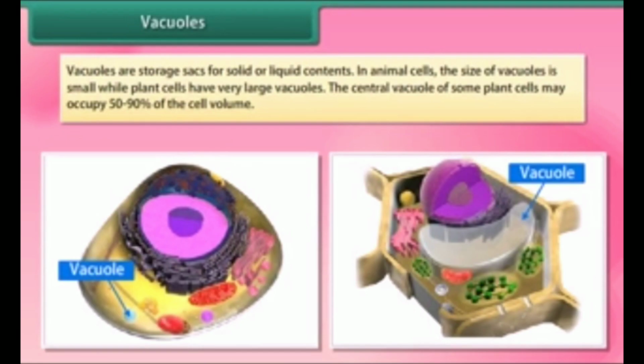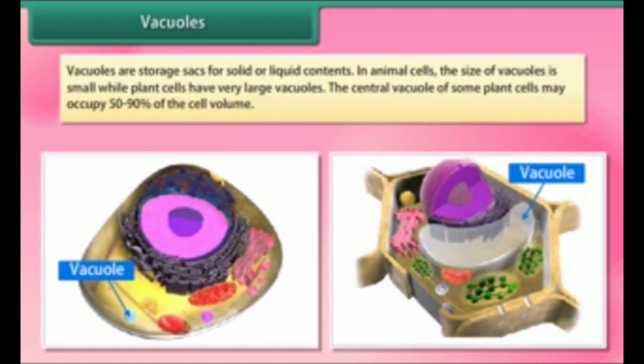Let us move towards the vacuole. Vacuoles are the storage sacs for solid or liquid contents. They don't have any typical shape or size. The structure of the vacuole changes according to the need of the cell. Vacuole is bound by single membrane. Then let us see what are the functions of vacuoles.